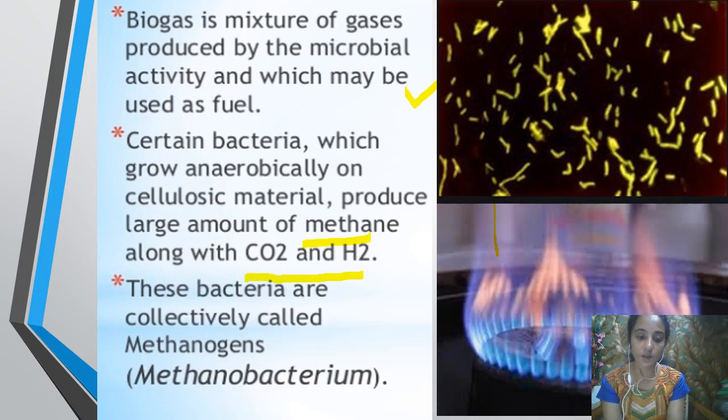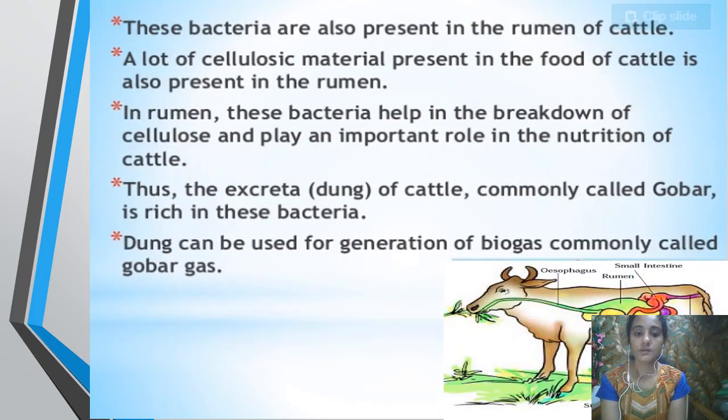These have been done with the help of a group of bacteria that we normally call methanogens or methanobacteria, and this is one of the important fuels, especially in rural areas. Let's see, this bacteria is also present here. I have shown the cattle, and there is a part in the intestine of the cattle called the rumen. This rumen contains this bacteria in a large amount.